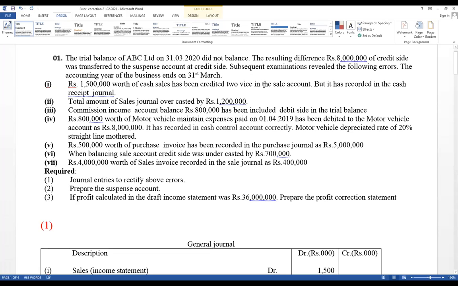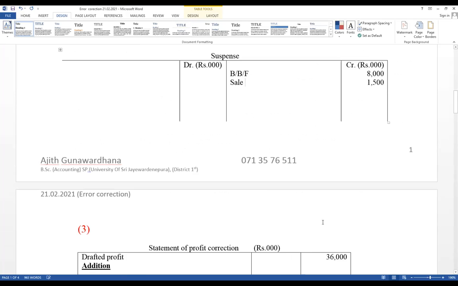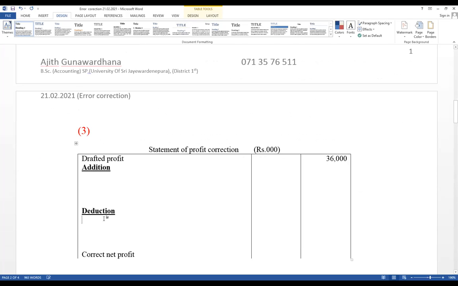Profit has already increased, but for correction, we have to deduct. Think about sales recorded twice in the sales account. Sales is income. Income overcasted. Therefore, profit also increased. For correction, that value should be deducted in the statement of profit correction as sales overcasted. Therefore, in the profit correction statement, that value should be deducted. Transaction number 1: deduct as sales overcasted.